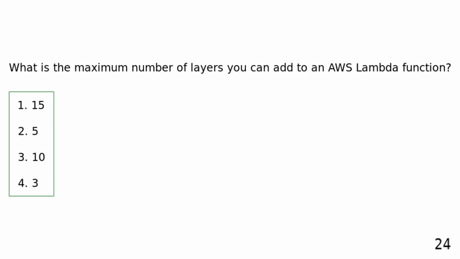What is the maximum number of layers you can add to an AWS Lambda function? 15. 5. 10. 3.